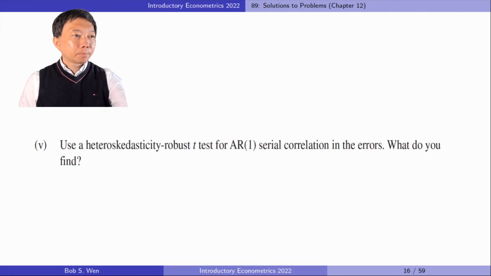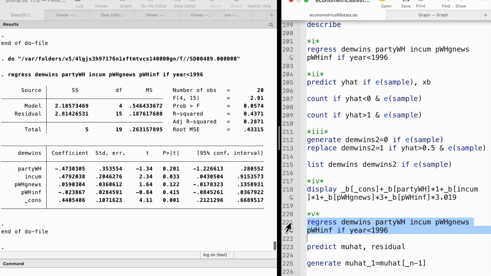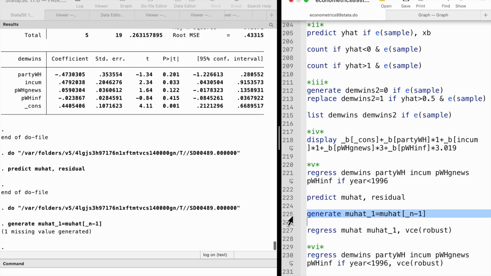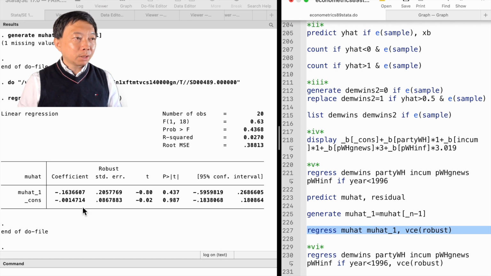In Part 5, use a heteroscedasticity robust t-test for AR(1) serial correlation in the errors. What do you find? We regress the residuals on the lagged residuals. The heteroscedasticity robust t-statistic for the slope coefficient is minus 0.80. We find no evidence of an AR(1) serial correlation in the error term.